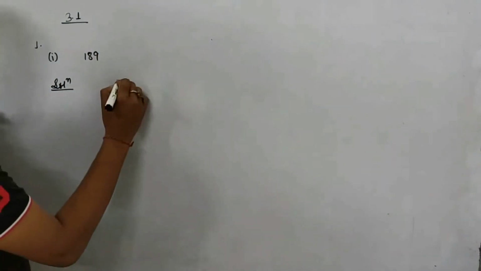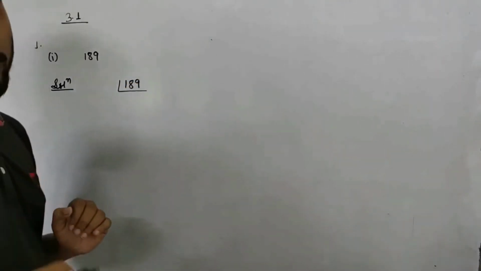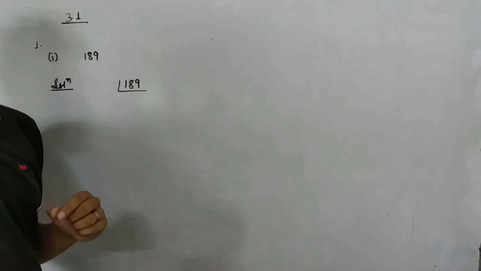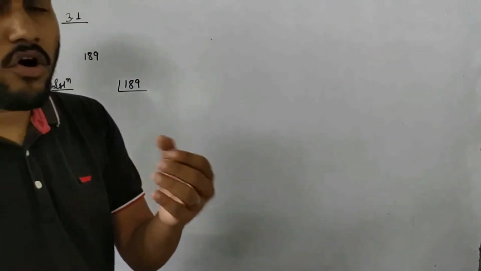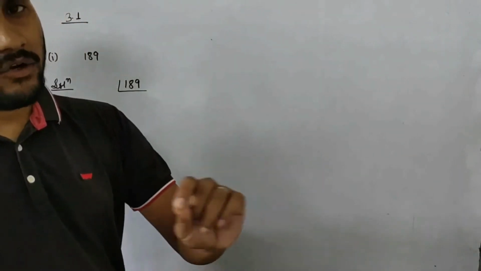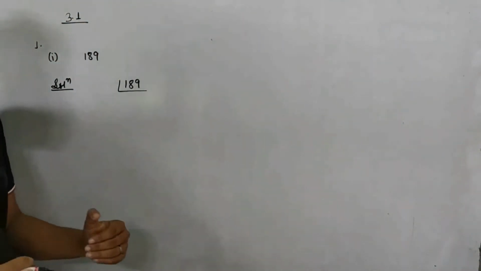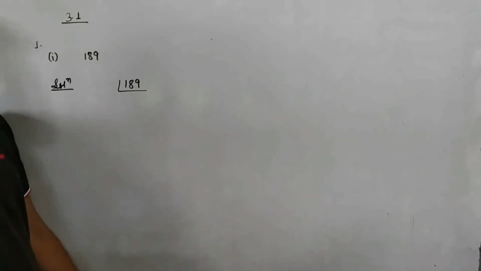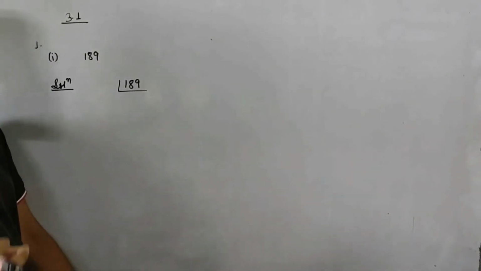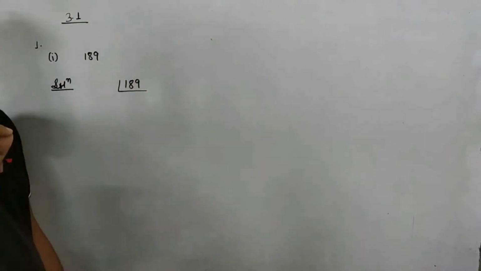Okay, so 189. You have to check by prime numbers. 189 is odd, right? So it is not divisible by 2. So check by 3. How to check the divisibility of 3? You should add the digits.